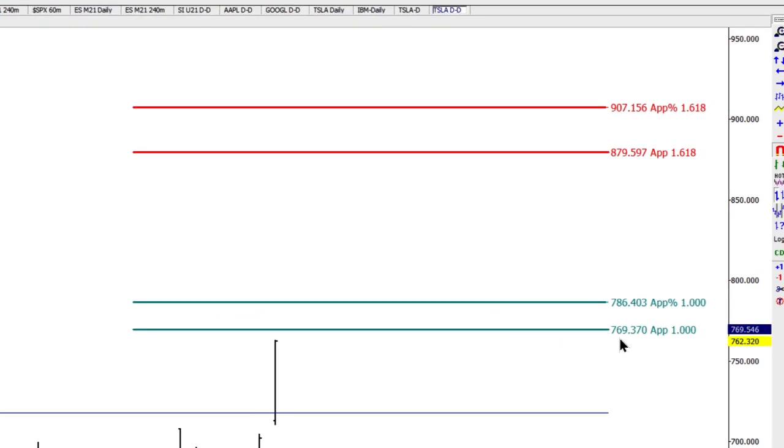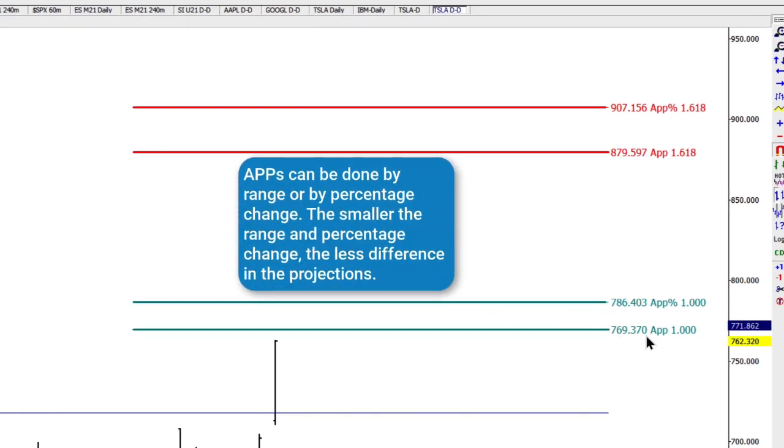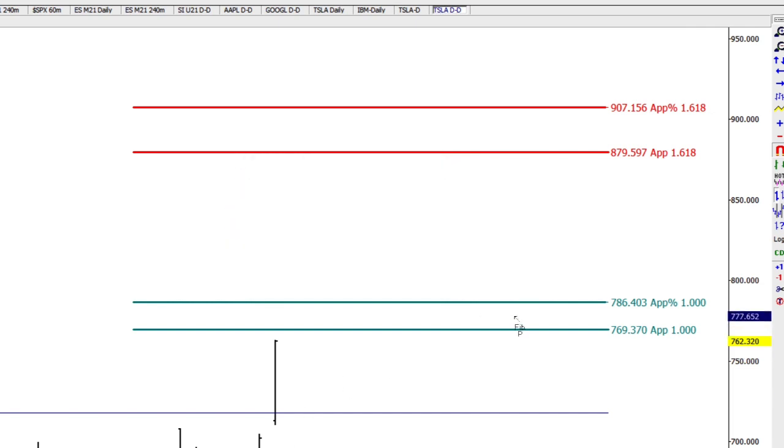So if we do 100% of the range of 178.36, that would be at 769.37. If we did 100% of the percentage change, in other words, we did 33% up from this low, it'd be a little bit higher. It'd be at 786.40. So we've got 100% of the range alternate price projection, 100% of the percentage change alternate price projection.